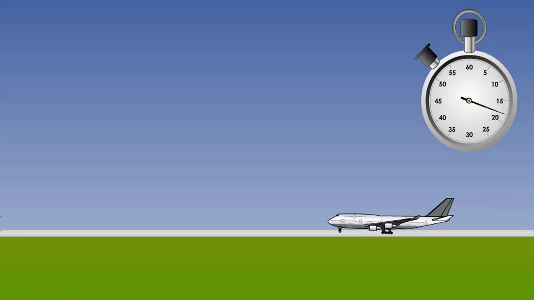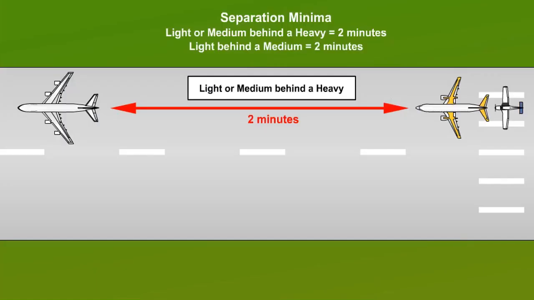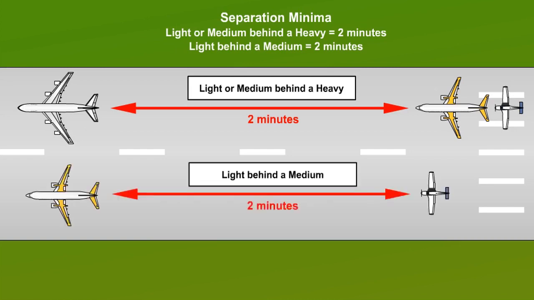However, not all departing aircraft take off from the same runway, and this adds a degree of complexity to the separation. A minimum of 2-minute separation is applied between a light or medium aircraft taking off behind a heavy aircraft, or a light aircraft taking off behind a medium aircraft, both under the following conditions.